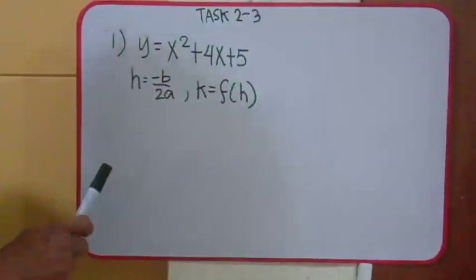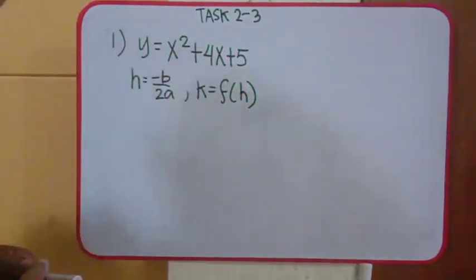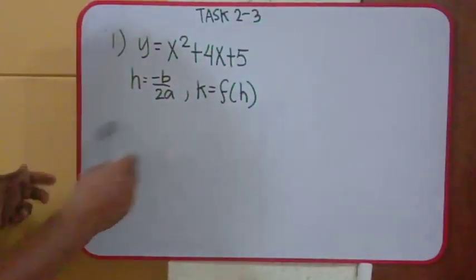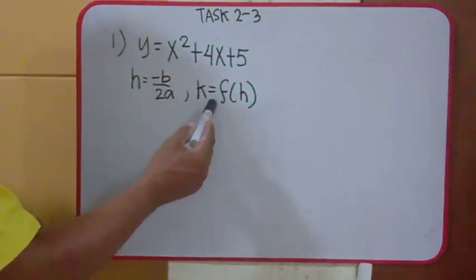Example number 1 sa learning task 2 and 3. y equals x squared plus 4x plus 5. So, use the formula of h and k. h is negative b over 2a and k equals f of h.